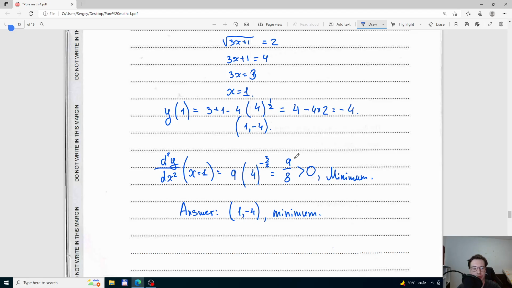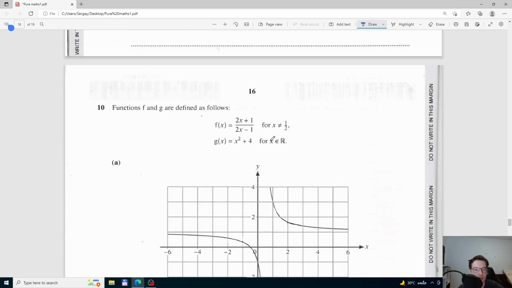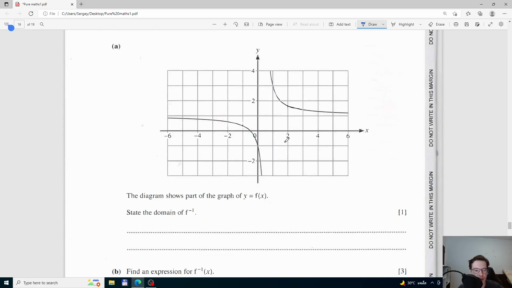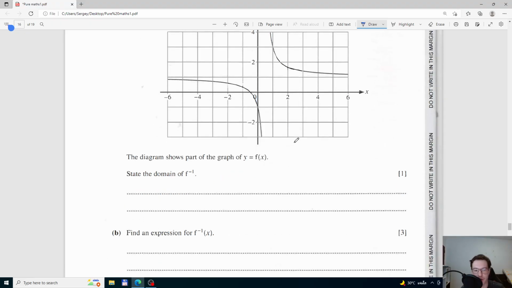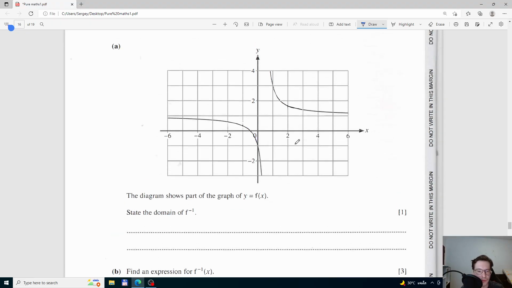Okay, we're ready to move to the next question. Okay, so functions and graphs. We have the diagram of the function y equals f of x, and we have to state the domain of the inverse. Now we know that the domain of the inverse is going to be the same as the range of the original function.